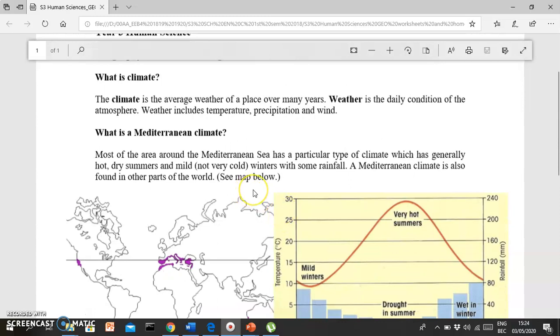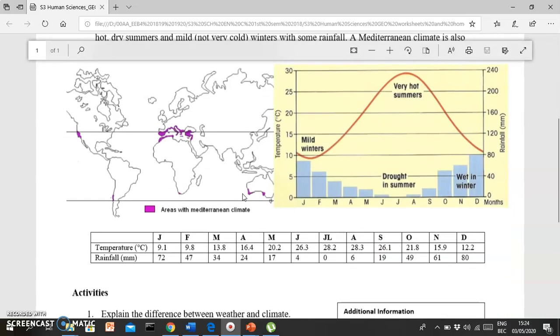Now, you've also already learned about Mediterranean climate. What can we say about that? So we know that, for instance, summers in the Mediterranean are hot and dry usually, and then winters are cold but not too cold, not overly cold. So we have mild winters in the Mediterranean, okay, with some rainfall.